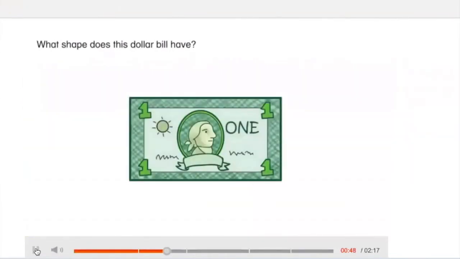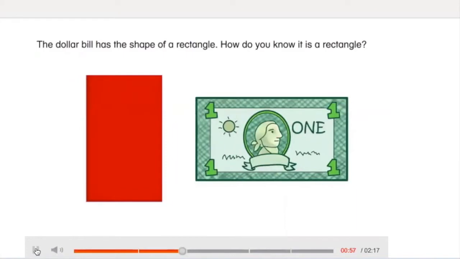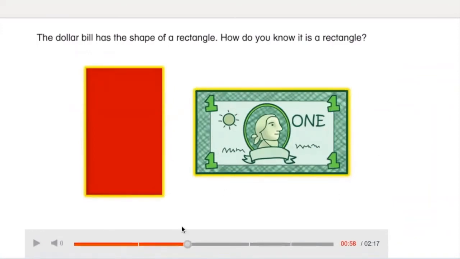What shape does this dollar bill have? The dollar bill has the shape of a rectangle. How do you know the dollar bill is a rectangle? You can say, I know because. Say it to the computer. Yeah, we know because it has 4 straight sides, 4 corners, vertices or angles. You can call them any of them. 4 corners, 4 angles, or 4 vertices, and it's closed.